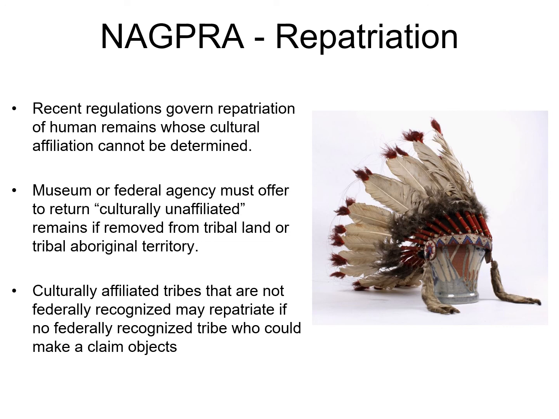So culturally affiliated tribes that are not federally recognized may repatriate if no federally recognized tribe could make a claim on the objects. And this is a very interesting point here. Really, the repatriation process only covers federally recognized tribes. They do have an avenue, as you can see here, which allows unrecognized tribes to file a claim, but that's only in the instance in which a recognized tribe doesn't already claim the items, right? So you can see how there might even be a little bit of cultural theft from one another going on here with how this system is set up.